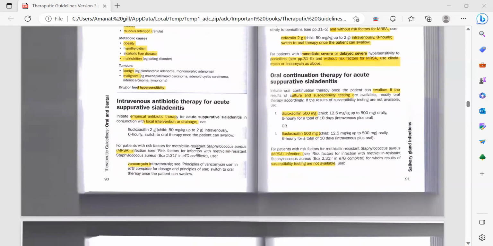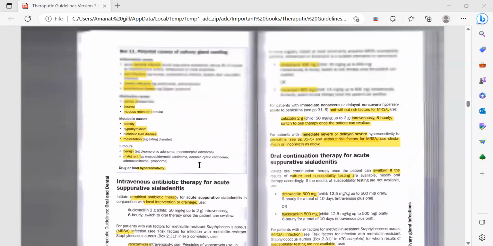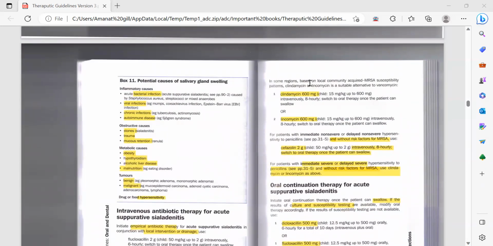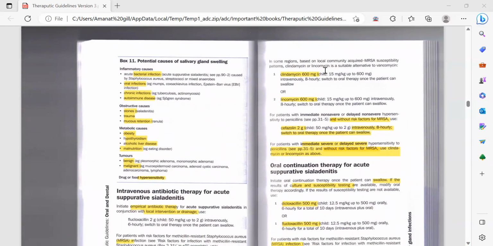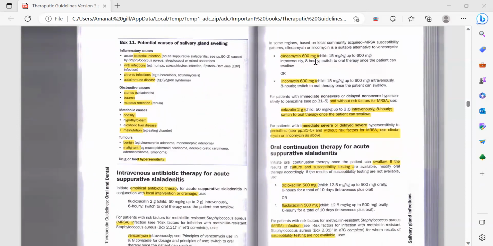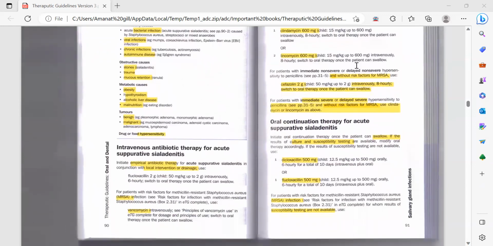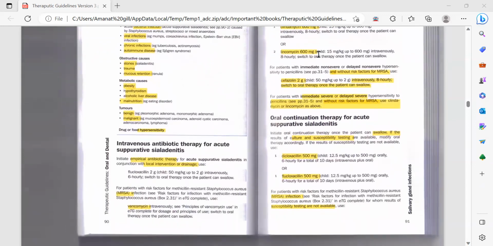If there is a risk of MRSA, then you can prescribe vancomycin IV. And in some regions, based on local community acquired MRSA susceptibility, clindamycin or lincomycin is also a suitable alternative to vancomycin. So you can give clindamycin 600 milligram IV dose, or lincomycin 600 milligram IV dose.